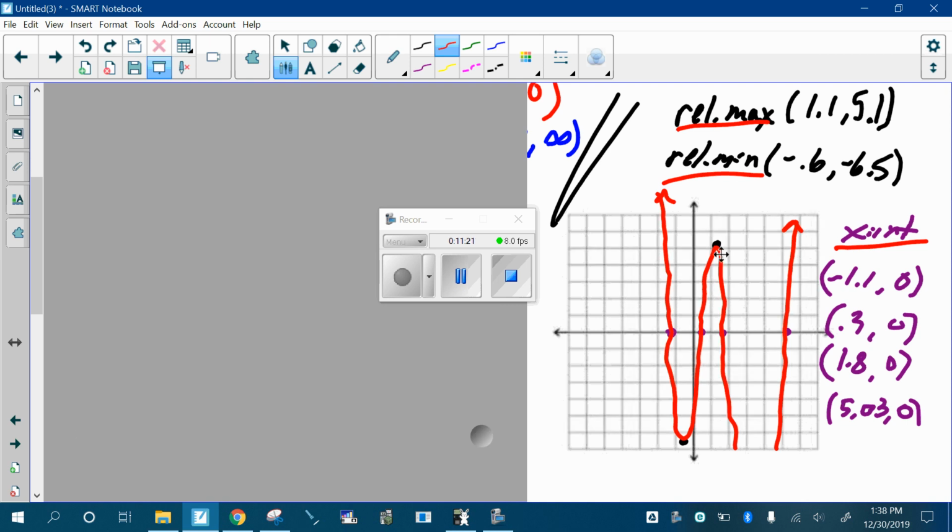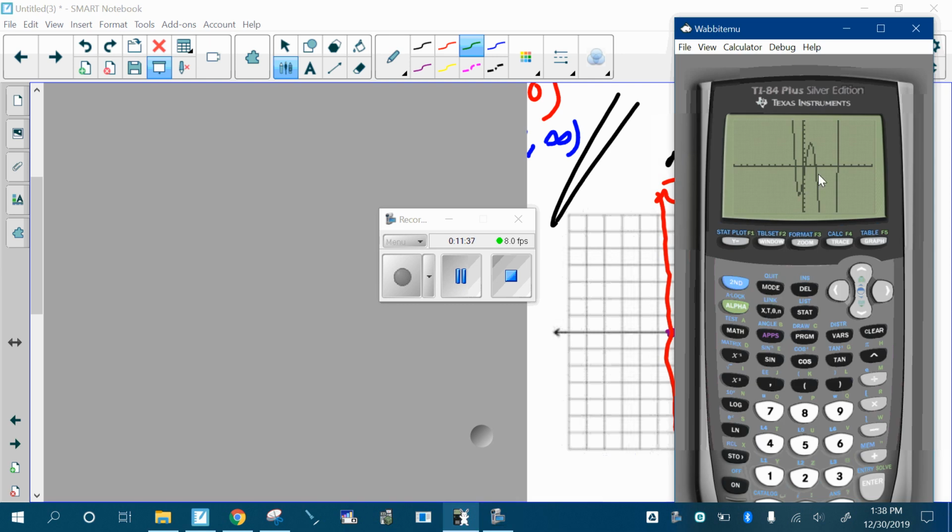I got this maximum right here. I got this minimum right there. Got these x-intercepts. I'll go over that process one more time just in case we're having any issues. Let's talk about how I figured out this x-intercept. So I went to my calculator and I saw that over here there was an x-intercept.